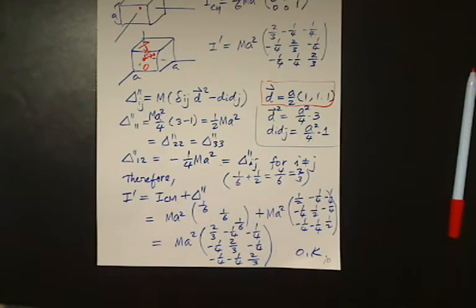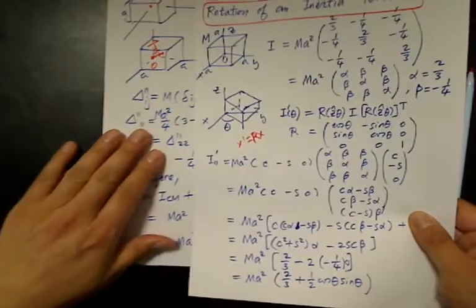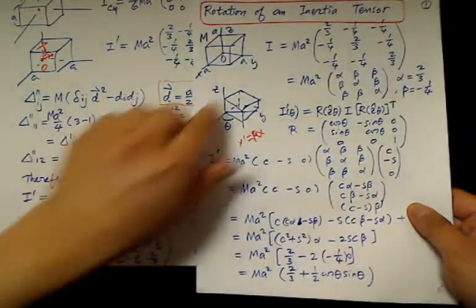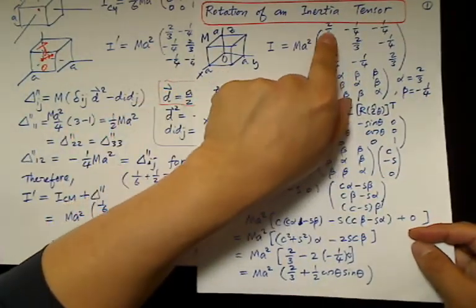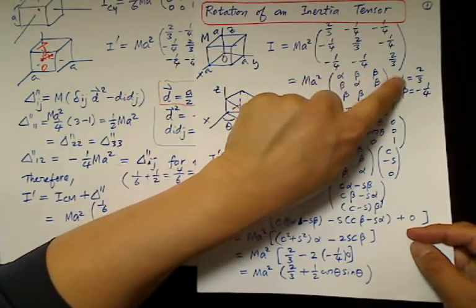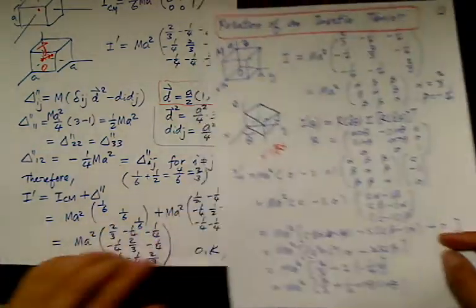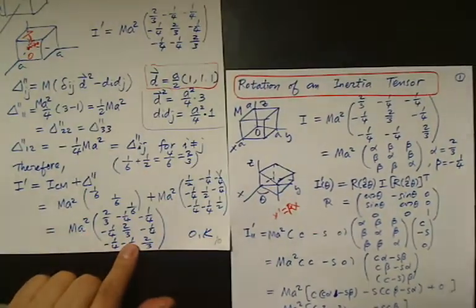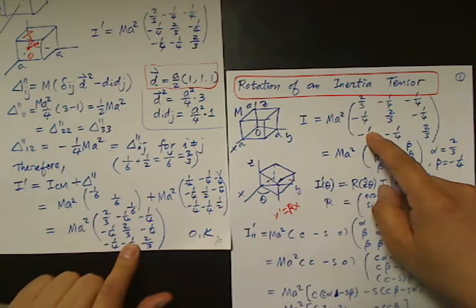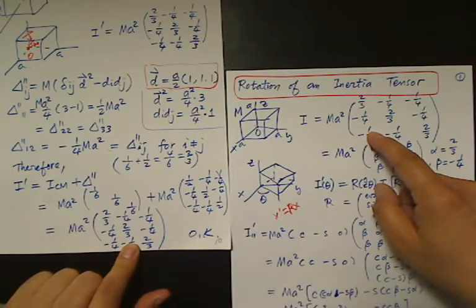If we add these two components, we have the final result for the I prime. We remember that this I prime is 2/3, 2/3, 2/3 on the diagonal and minus 1/4 off the diagonal, and this result exactly reproduces the previous result. Okay.